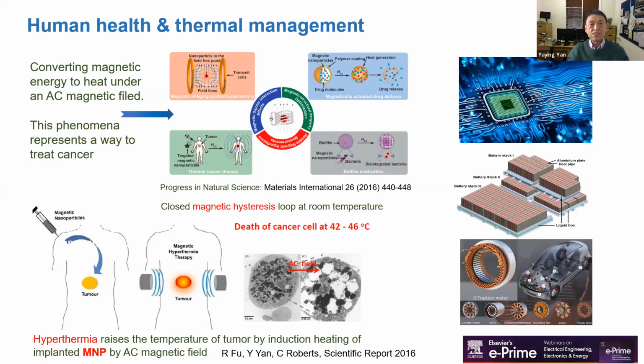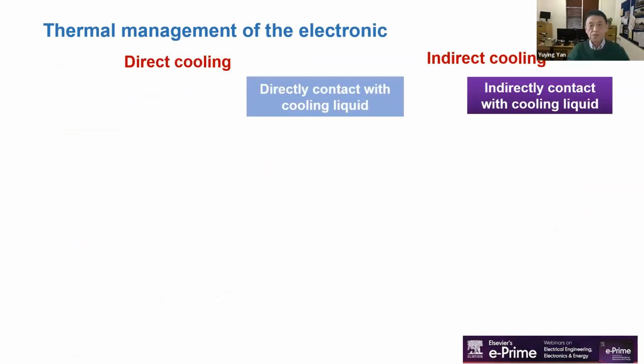This is done through induction heating of implanted magnetic nanoparticles by an alternating magnetic field. The magnetic field will increase the anisotropy of the nanoparticle cluster to increase the internal energy, such as the temperature. So this example indicates the importance of accurate thermal management. Some electronics and equipment obviously also need more accurate thermal management, for instance, the chips in IGBT, the supercomputer, data center servers, and electric car motors.